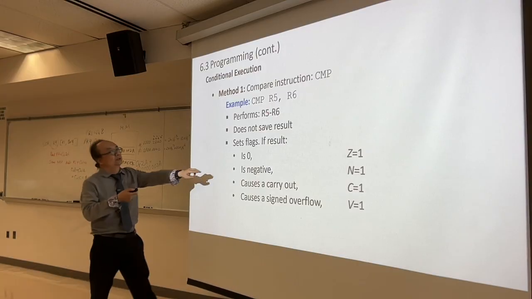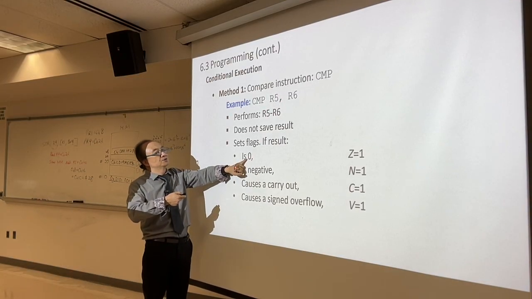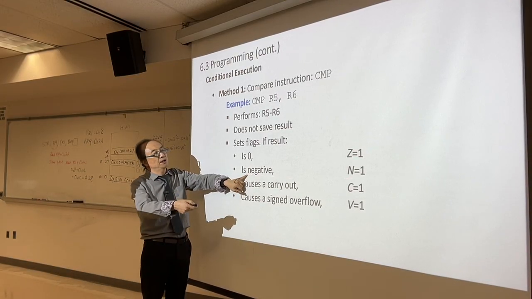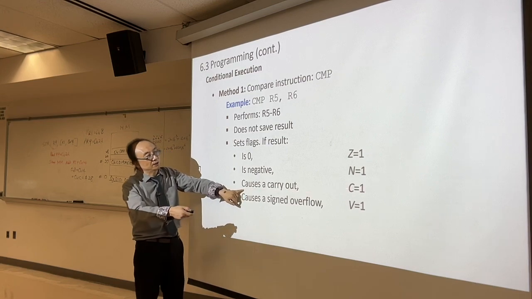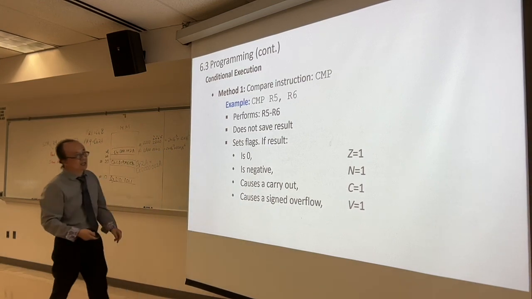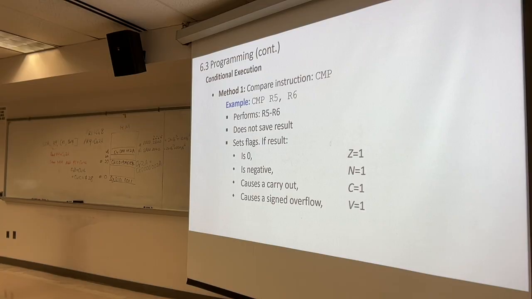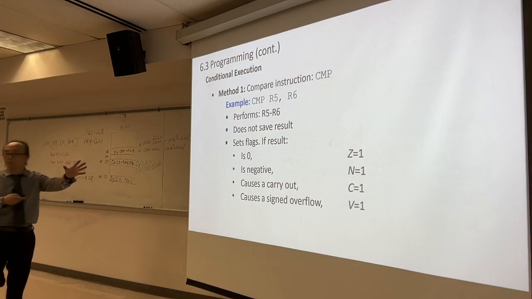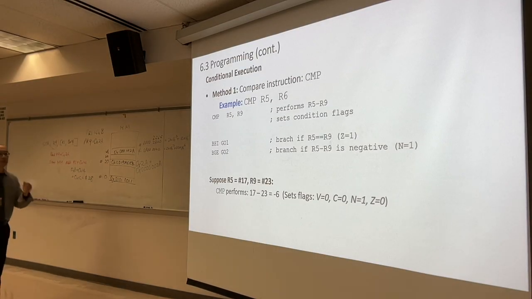If we subtract and it's a 0, Z equals 1. If it's negative, N equals 1. Carry out, C equals 1. And signed overflow, V equals 1. We will really talk about all of those when we talk about the number systems. Copy this down. So we have an instruction, CMP R5 and R6. So compare contents of R5 and contents of R6.